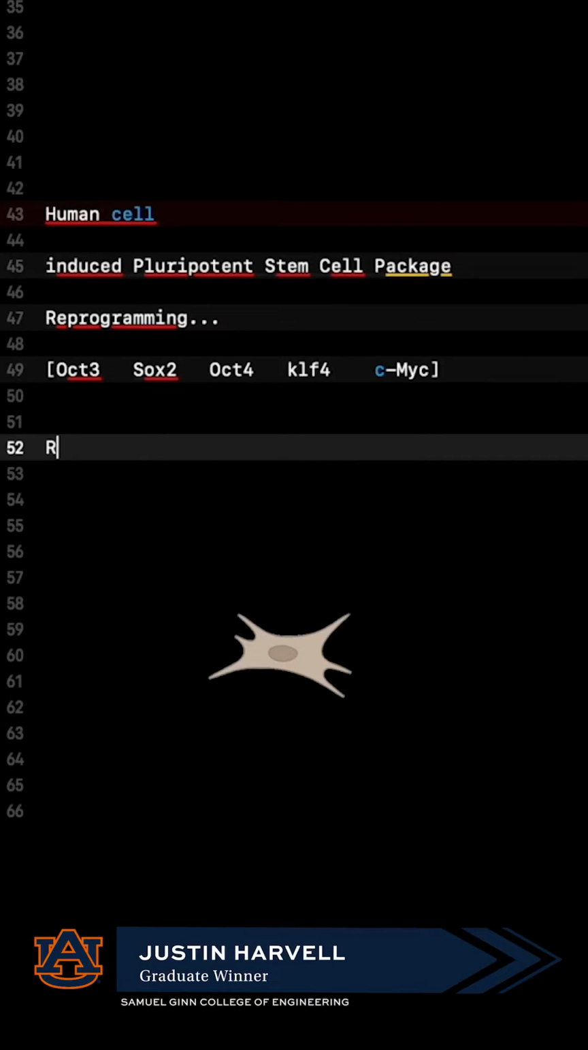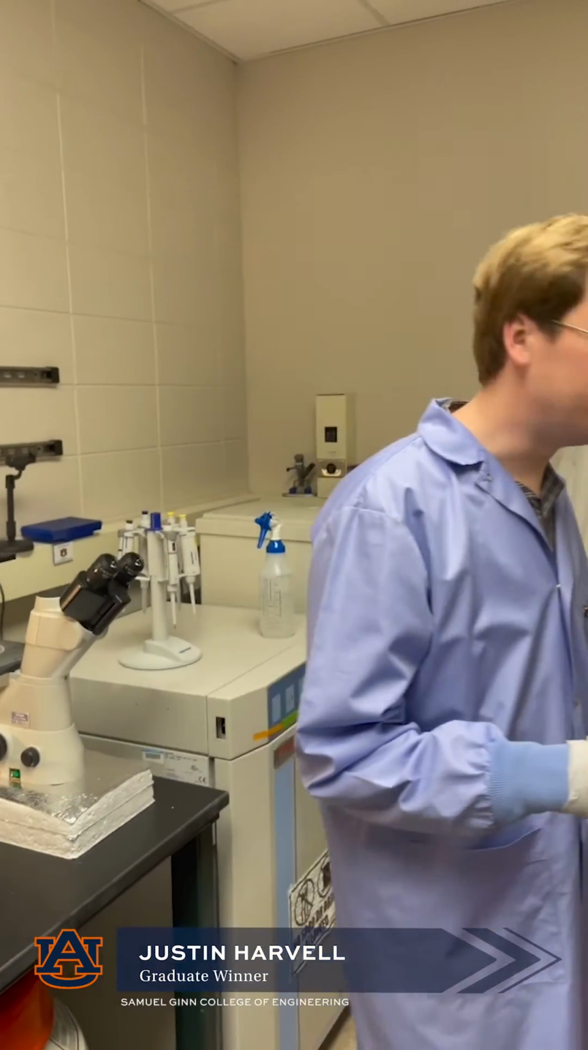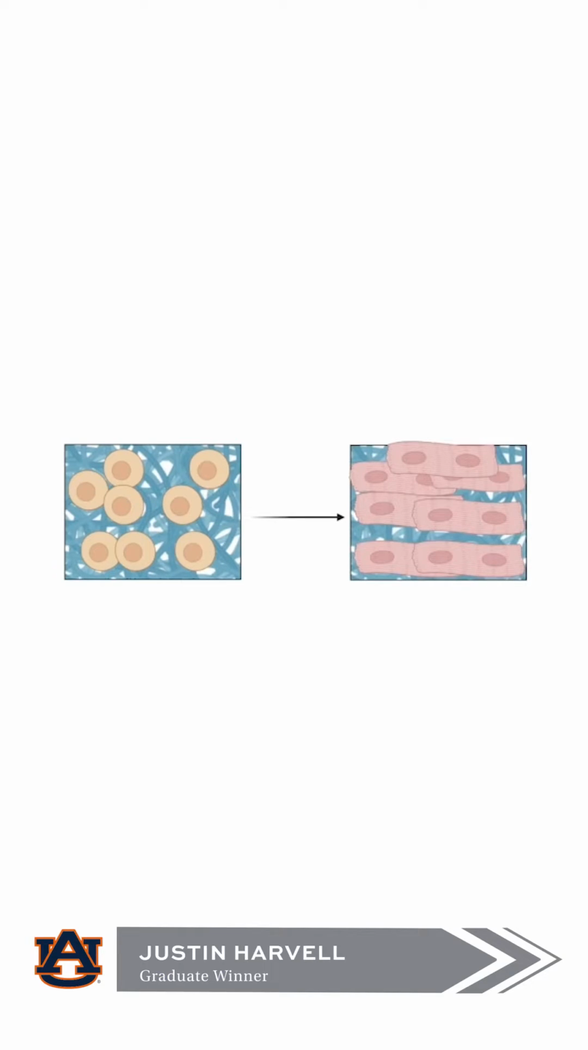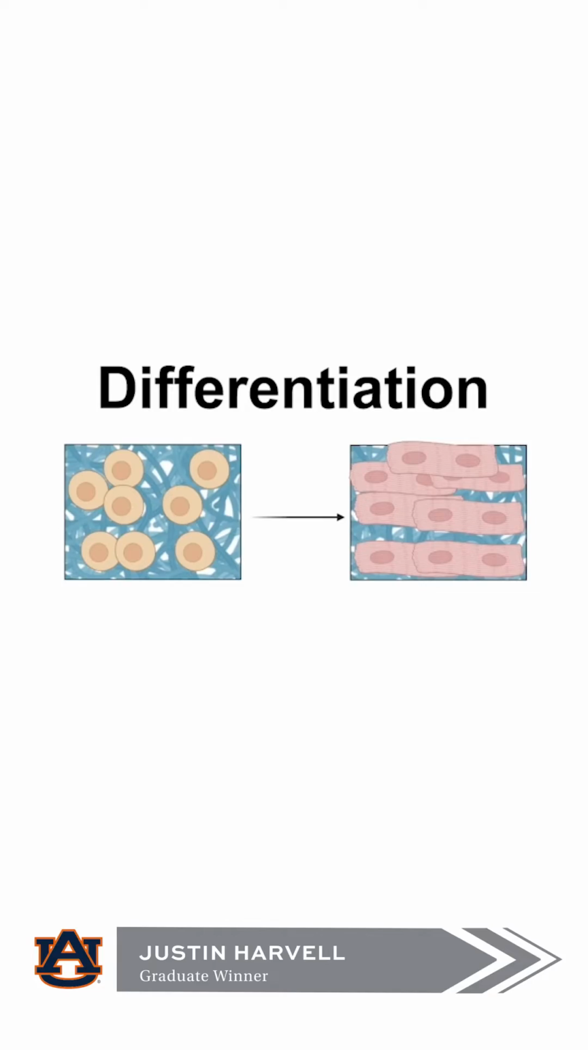To make an engineered heart tissue, we can take cells from your body and reprogram them to become stem cells. Here in Lipke Lab, we take these stem cells and mix them with a biomaterial and turn them into engineered heart tissues through a process called differentiation.